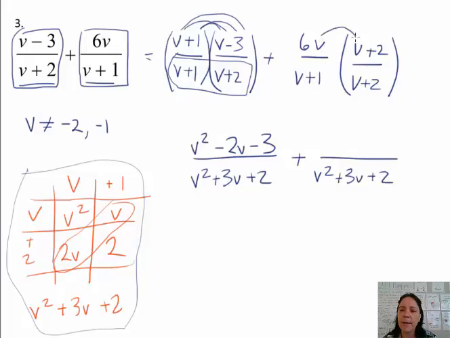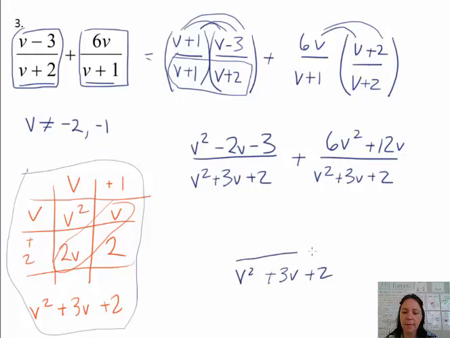And over here, my denominator will be common, v squared plus 3v plus 2. And on the top, I just need to distribute here, 6v squared plus 12v. Now, I'm just going to need to collect everything up over my denominator. I have v squared plus 6v squared, that's 7v squared. I have minus 2v plus 12v, that's plus 10v. And I have minus 3.